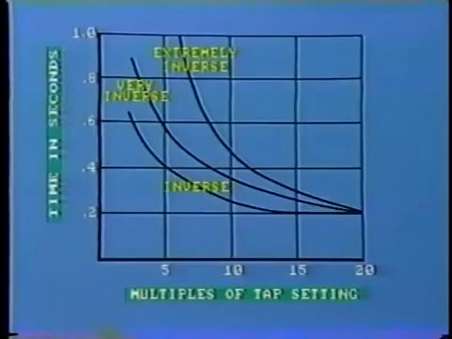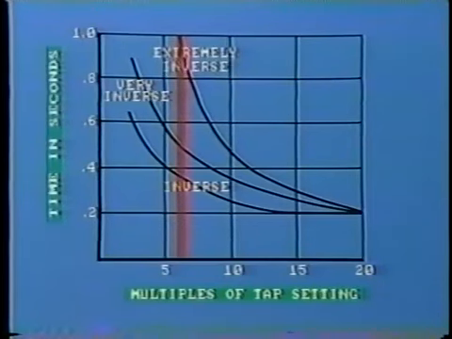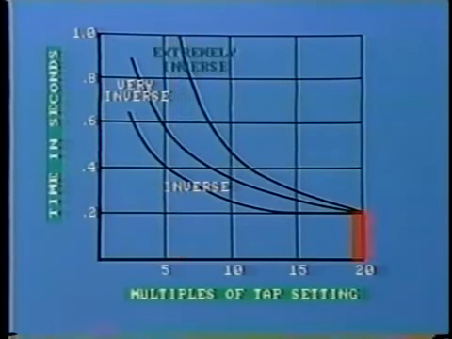When specifying a relay, it is necessary to indicate whether an inverse, very inverse, or extremely inverse characteristic is required. We can see the difference on this chart. The extremely inverse type shows the steepest curve. That means it has the slowest response for relatively low current levels, but in contrast, it has extremely fast action for higher current.